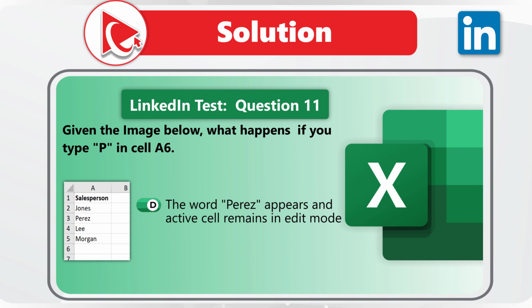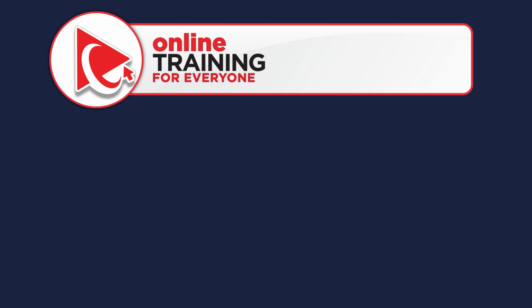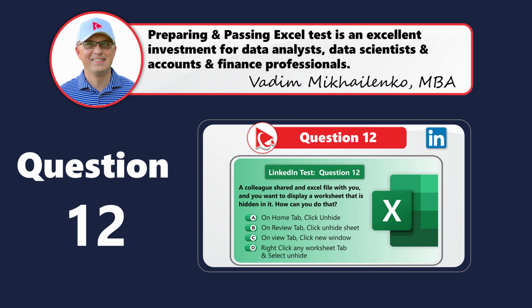The word Perez appears and the active cell remains in the edit mode. Let's look at the next question.